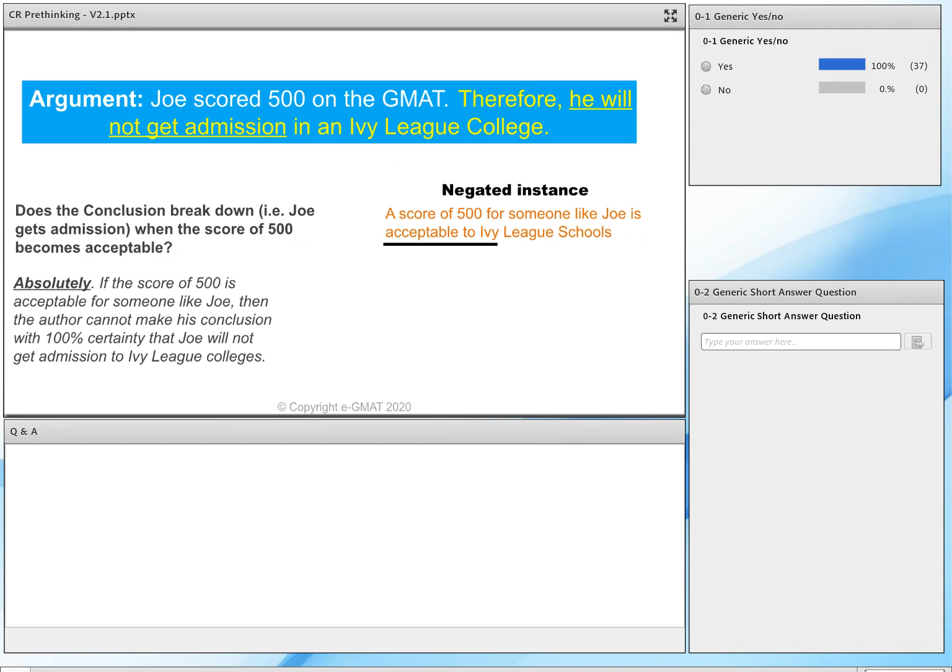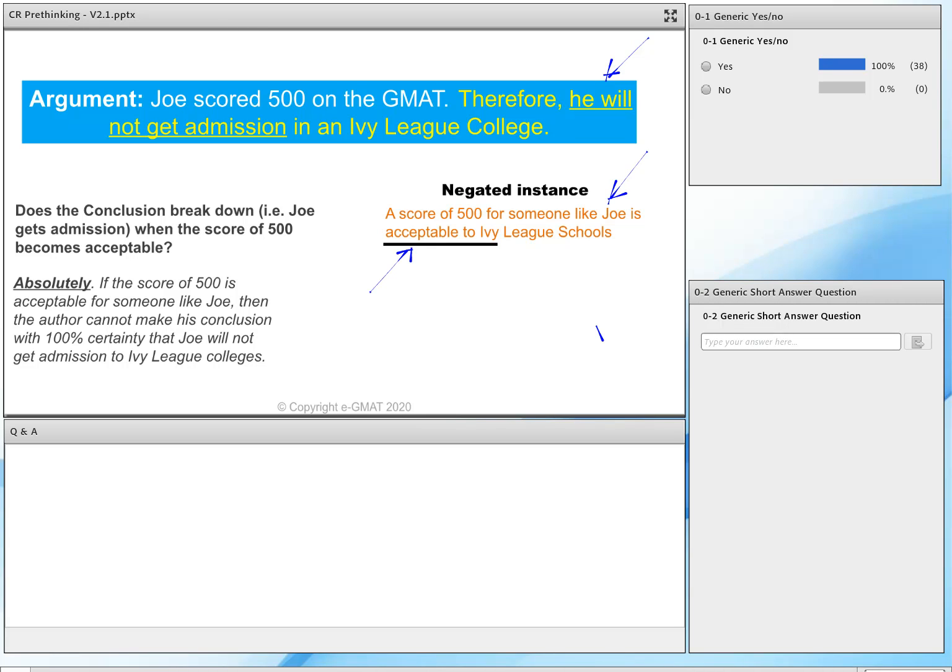Why? Because if I can say that a score of 500 on the GMAT is acceptable to Ivy League schools, then I cannot say with 100% certainty as an author that Joe will not get admission into an Ivy League college. Why? Because the negated instance becomes true now.